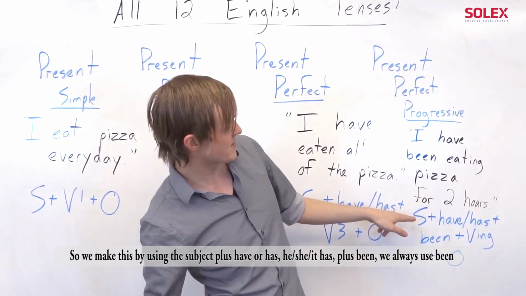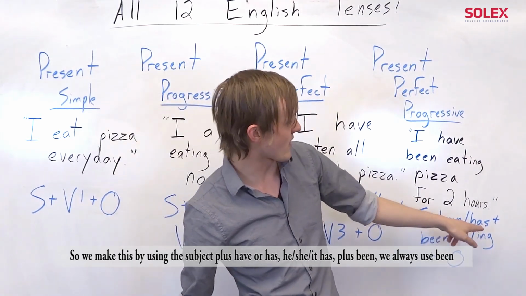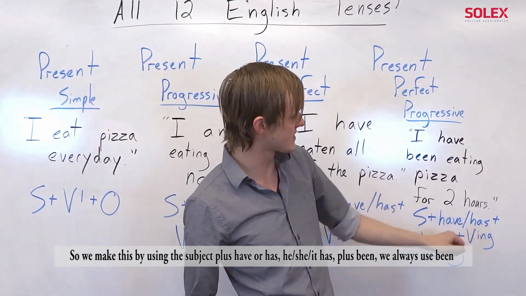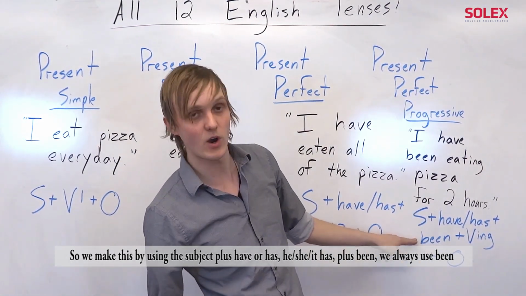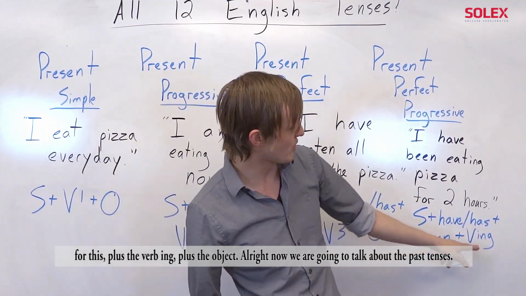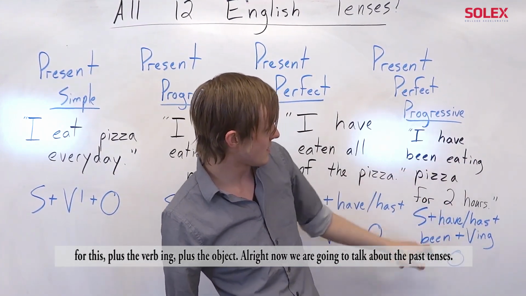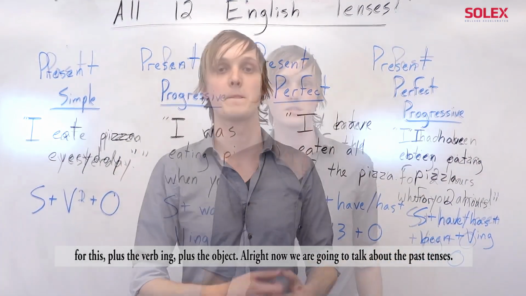So we make this by using the subject plus have or has (he, she, it has), plus been. We always use been for this, plus the verb ing, plus the object. Alright.